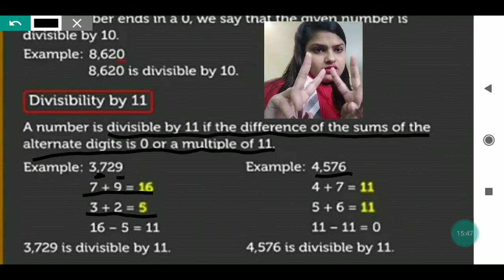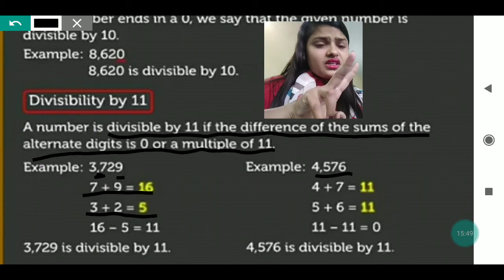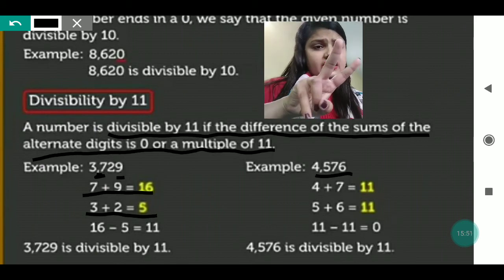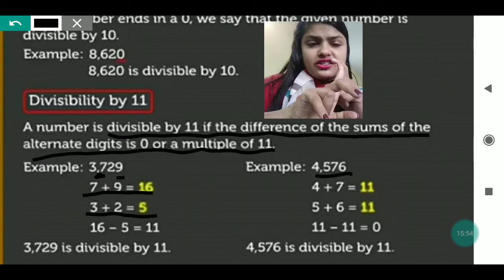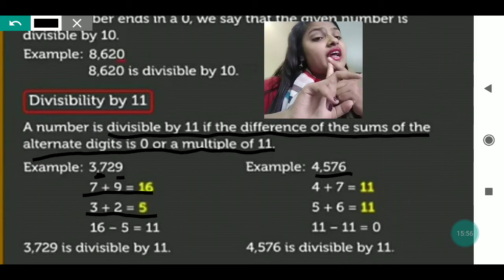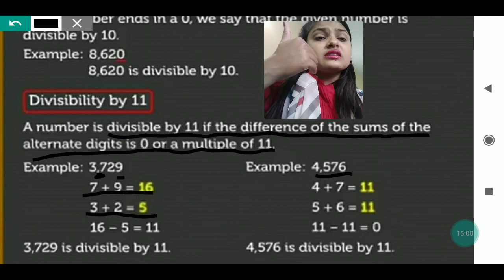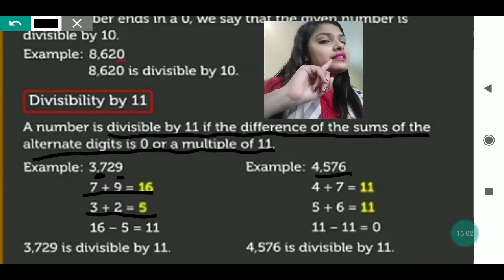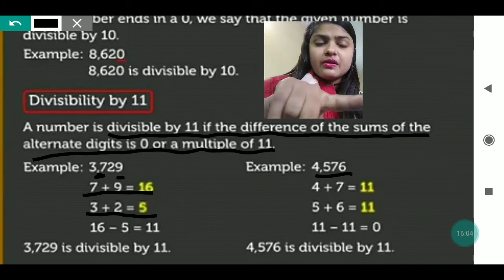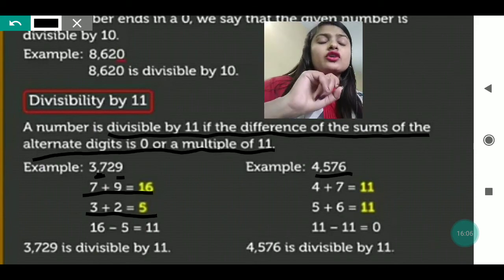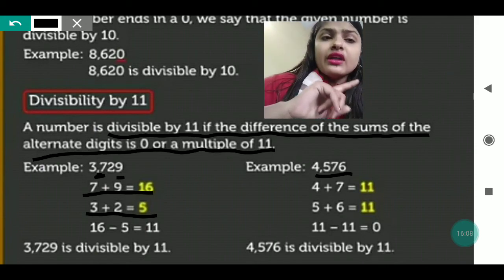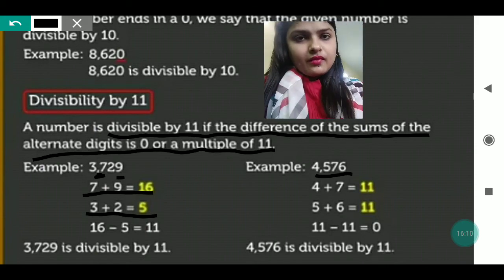There were two things given. Either you will get 0 or you will get 11. If you get 11, it means it is completely divisible by 11. If you get 0, then also that number is completely divisible by 11. But you have to add the alternate numbers. Now just move on.